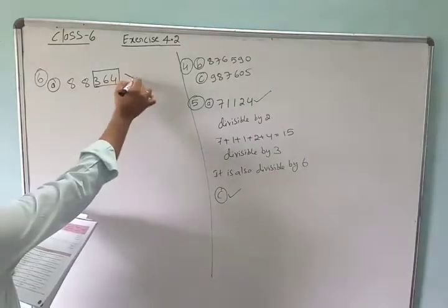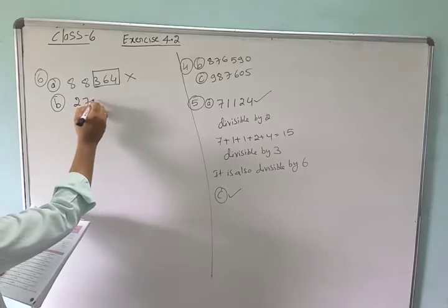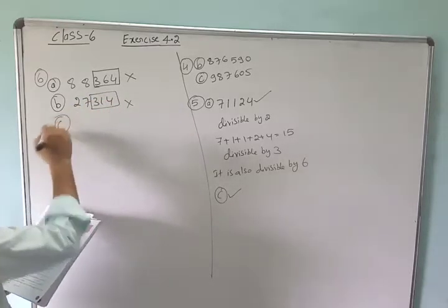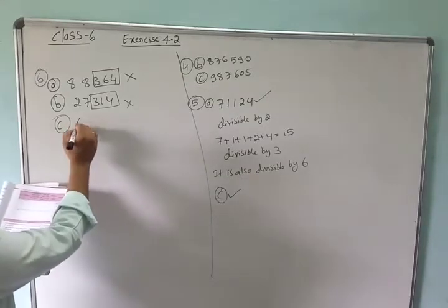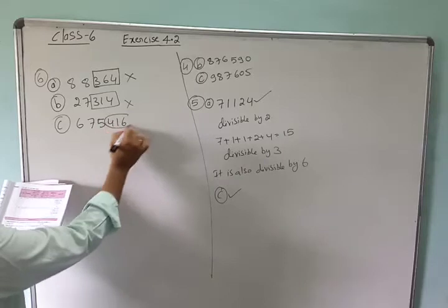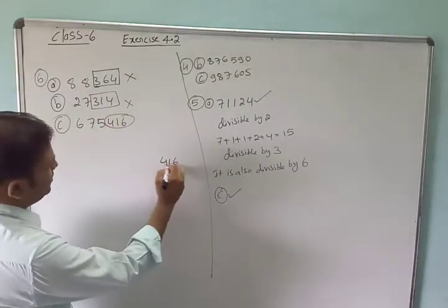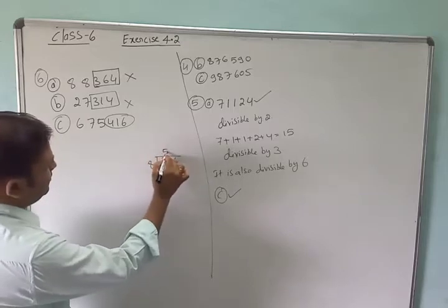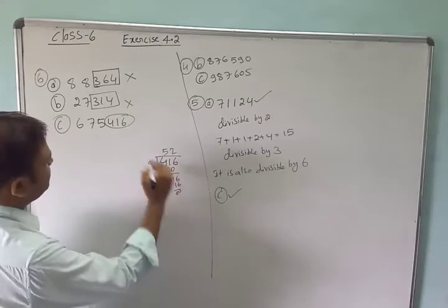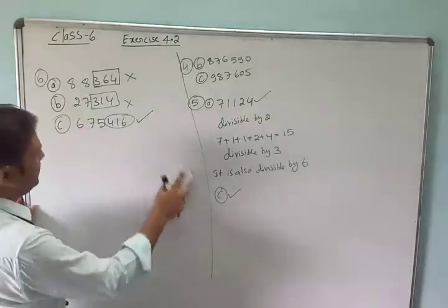It is not divisible. B is 2, 7, 3, 1, 4. The last 3 digits are again not divisible by 8. Then 6, 7, 5, 4, 1, 6. Now the last 3 digits: check 4, 1, 6 divisible by 8. 8 fives are 40, 8 twos are 16. It is divisible. So we can say that the full number is divisible by 8.